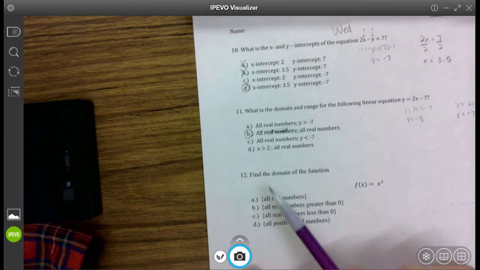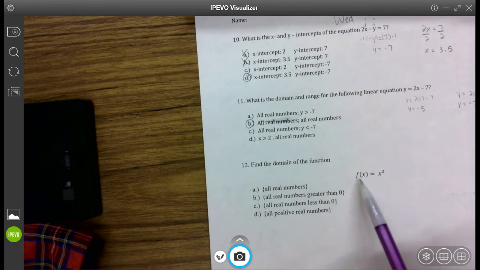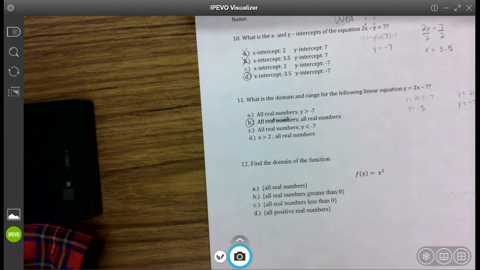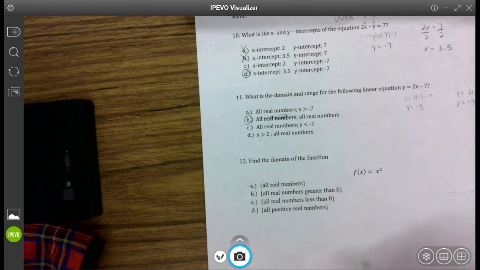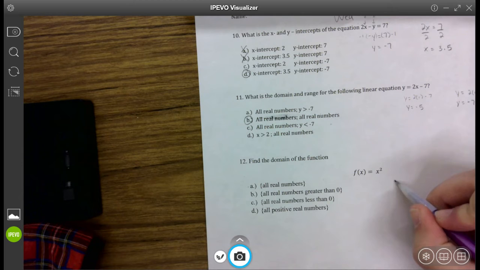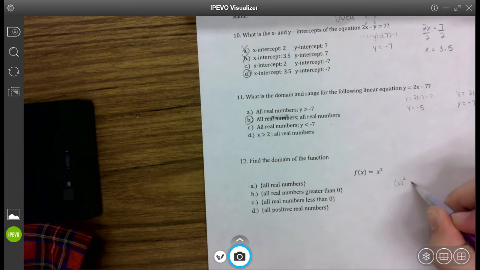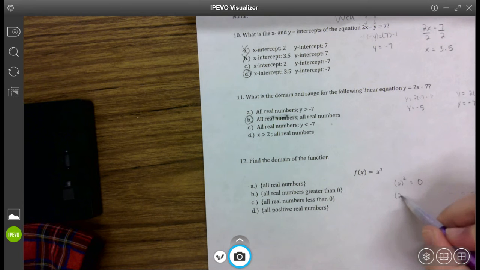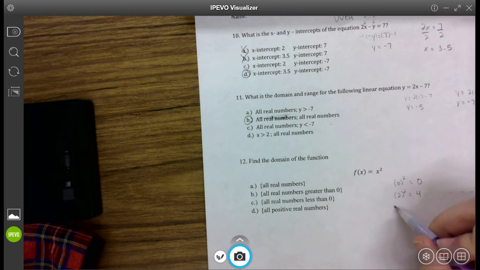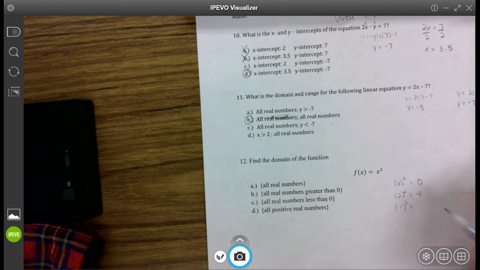Now, lastly, it says find the domain of the function f of x equals x squared. So just like up here in this equation, we need all real numbers. So we need to be able to plug in a 0 value, which ends up 0 squared gives us 0. A positive value, so we can do 2 squared, that's 4. And then a negative value, negative 1 squared is positive 1.